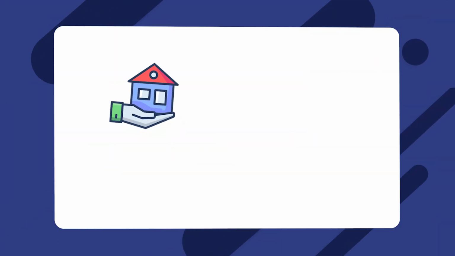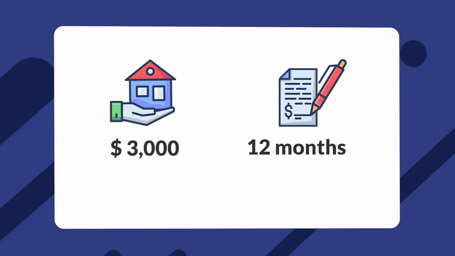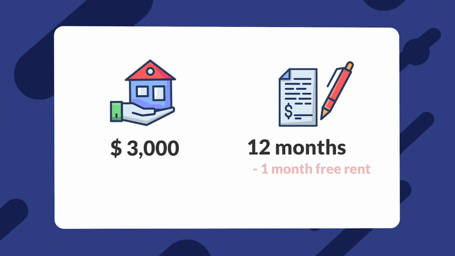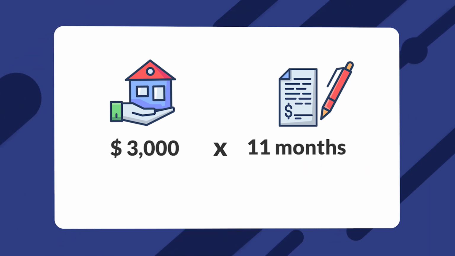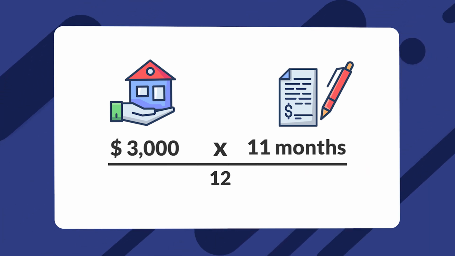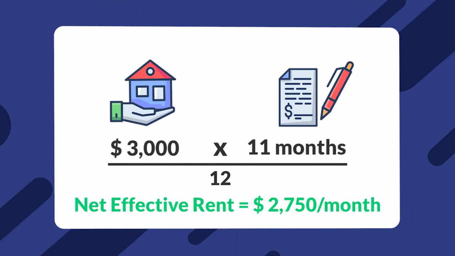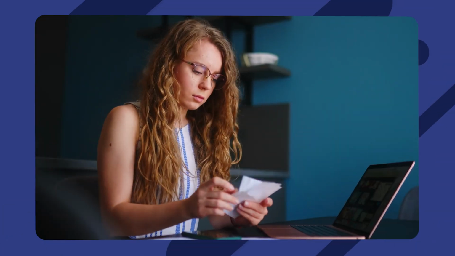Let's say that you have a gross rent of $3,000 a month with a lease length of 12 months. You give your tenant a free month's rent. Therefore, you multiply $3,000 by 11, the number of months you did not discount, and divide the amount by 12. Overall, the net effective rent is $2,750 a month. You can also offer other lease concessions to reduce the amount a person pays. Regardless, the actual rent rate is less than what you put in the ad.